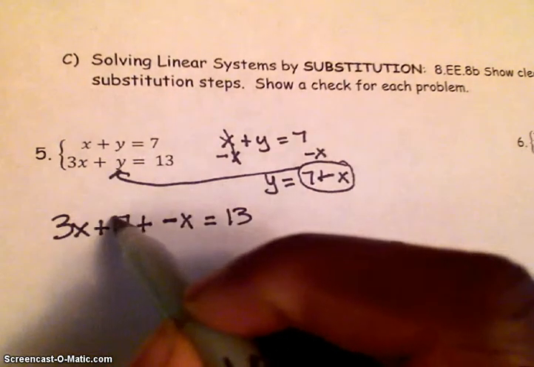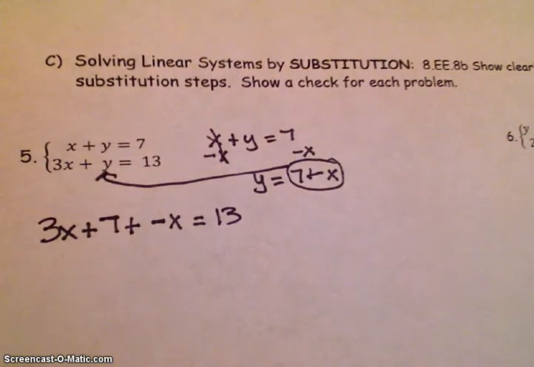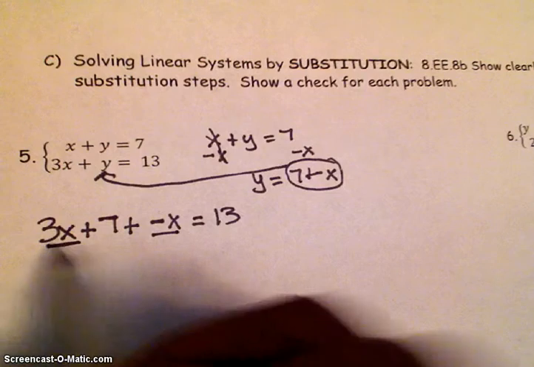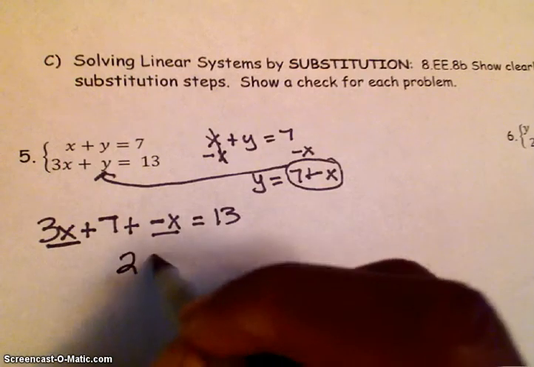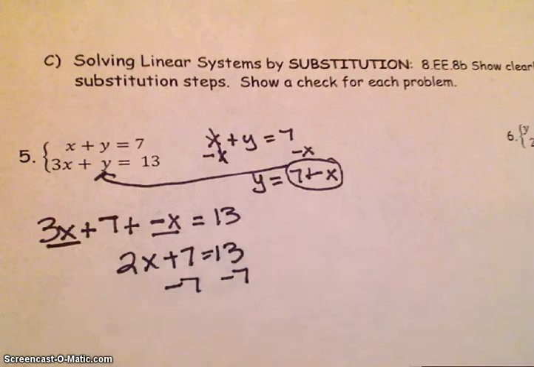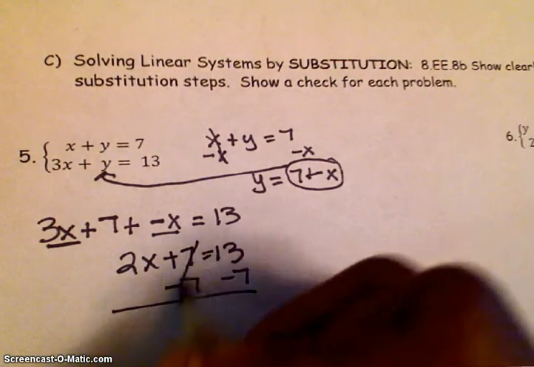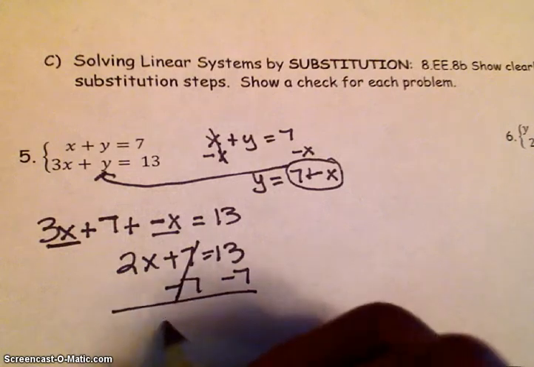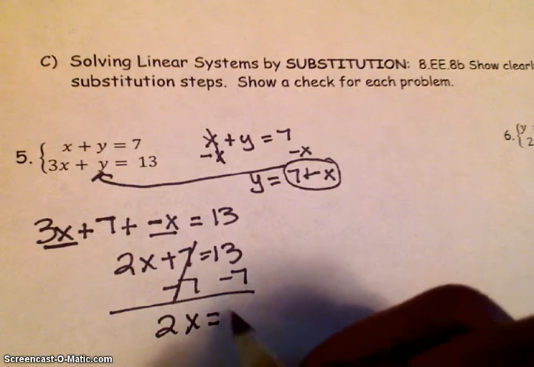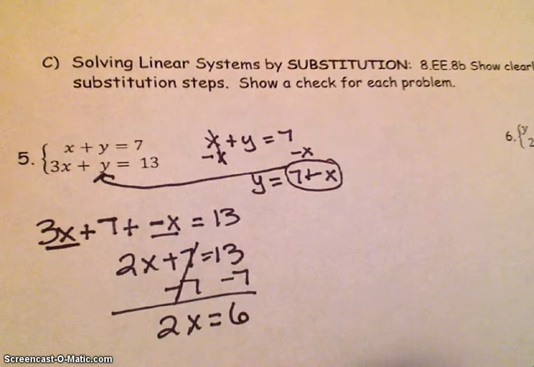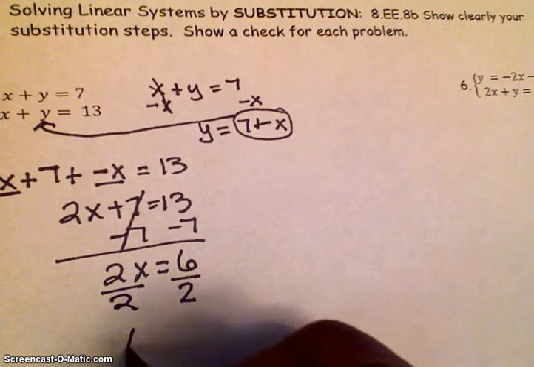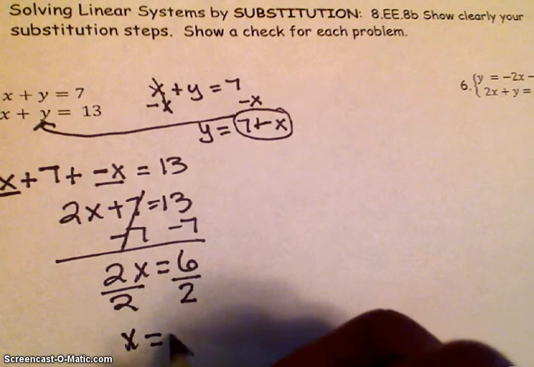Then I'm just going to use what I know about solving equations. I'm going to first combine my like terms. I have 3x plus a negative x gives me 2x plus 7 equals 13. Then I'm going to subtract 7 from both sides. They simplify to be 0. 2x plus 0 is just 2x equals, well, 13 minus 7 is going to give me 6. Then I'm going to divide both sides by 2. x equals 6 divided by 2 is 3.